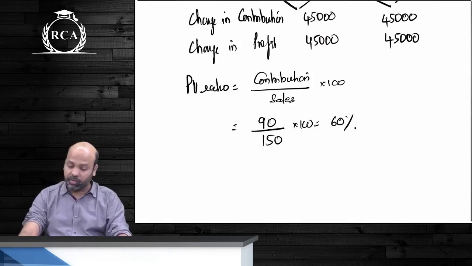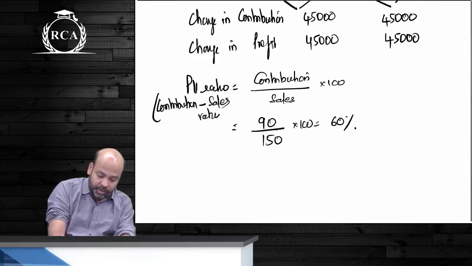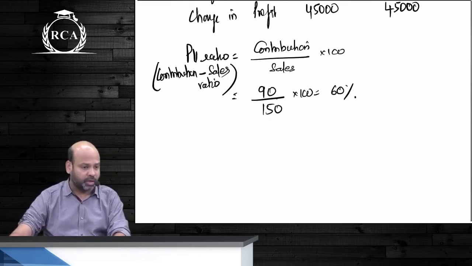PV ratio is what beta? The proportion of contribution in sales, also known as contribution sales ratio, but they do not use the word contribution sales anywhere. They use the word PV ratio only.